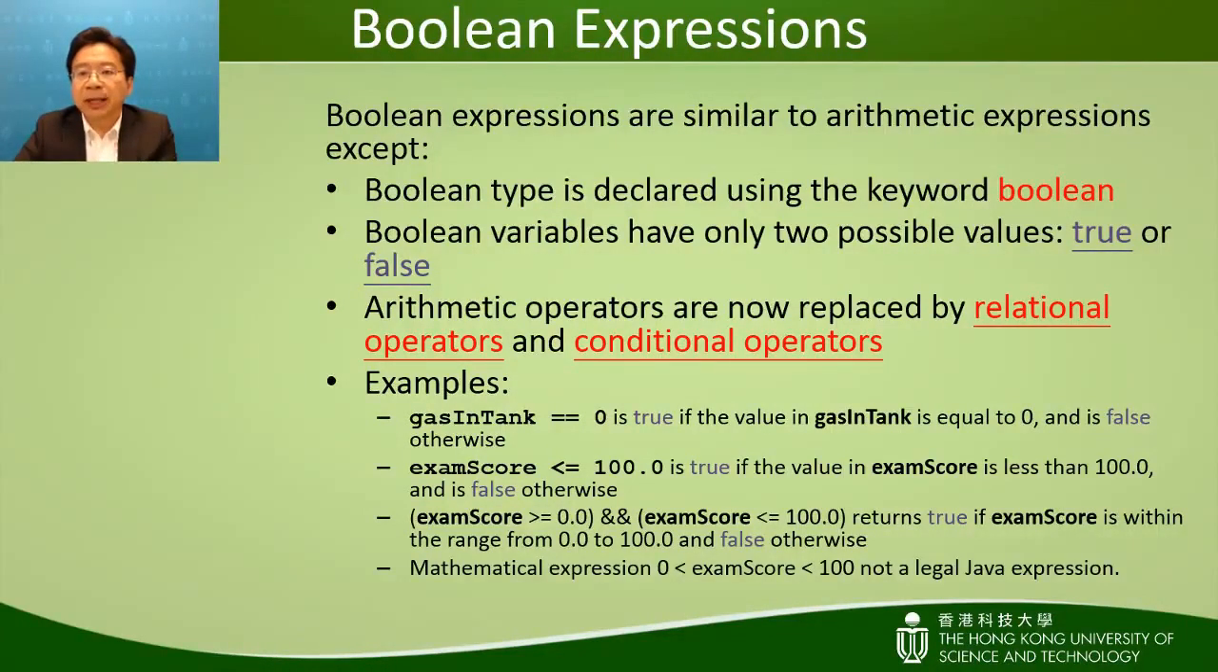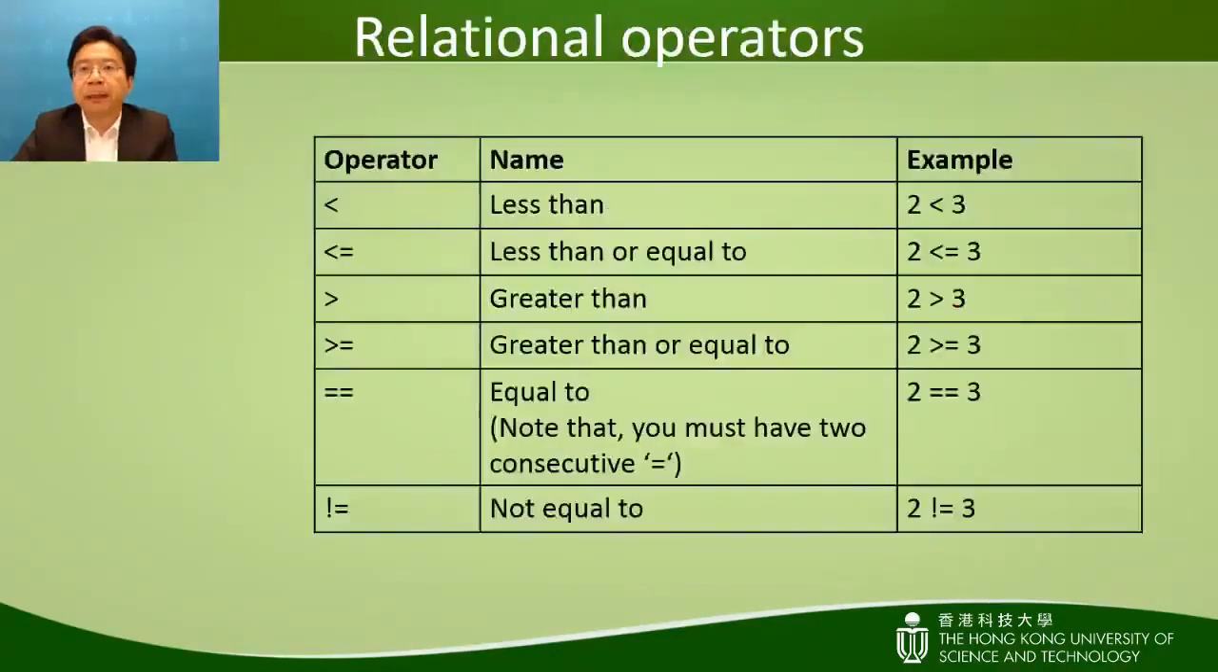Notice that to test the range of exam score between 0 and 100, in mathematics, we can use the mathematical expression 0 <= examScore <= 100, but this is illegal in Java. I'll talk more about the syntax of using these relational and conditional operators. Here is the list of relational operators. Less than is represented by the less than sign. The expression 2 < 3 will be evaluated to true.